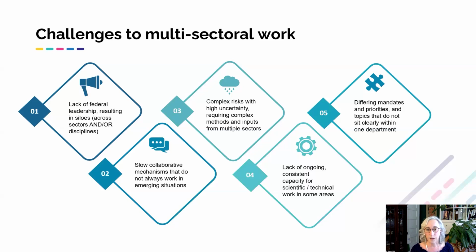Second, the collaborative mechanisms often tend to be slow. And so that's not always helpful in emerging situations. Third, One Health issues tend to be complex issues with high uncertainty. This requires complex methods, methods for surveillance, methods for risk assessment, as well as inputs from multiple sectors. And fourth, there's often a lack of ongoing consistent capacity for scientific and technical work in certain areas. Some areas have lots of capacity, other areas maybe not so much, like for example, risk assessment related to wildlife health is often struggling for capacity.